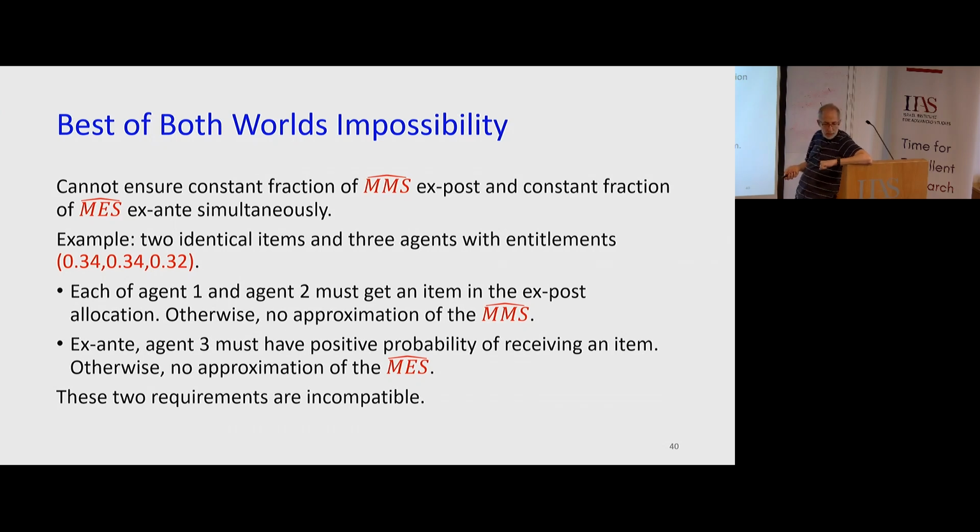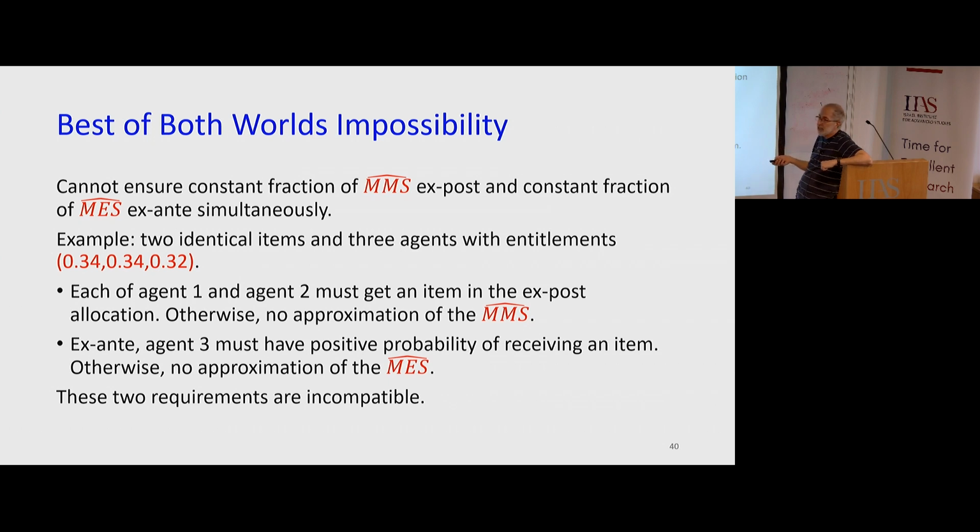So we can ask what happens regarding best of both worlds. We said that ex ante we can get a constant fraction of the MES share, and ex post a constant fraction of the MMS share. Can we get both together? The answer is no. So suppose there are only two identical items and three agents, and these are the entitlements.